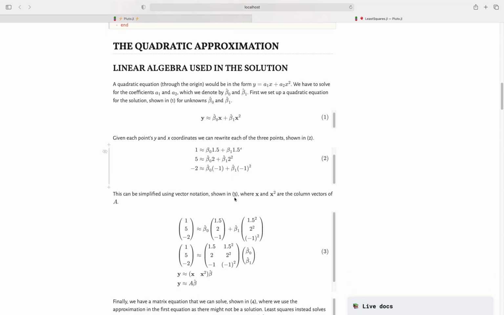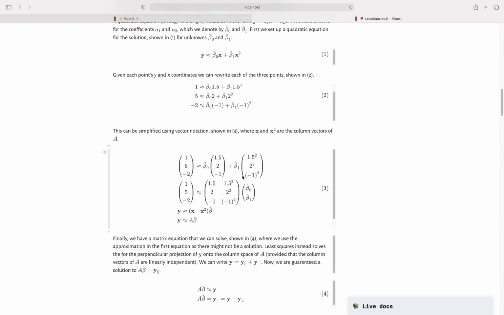And you can see here in 3, how we set this up as vectors. There's my vector y of my y values. It's going to be some constant multiple of my vector of x values plus some constant multiple of my vector of x values squared, each value squared.